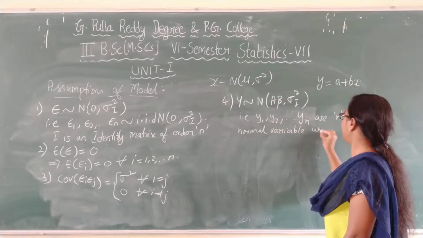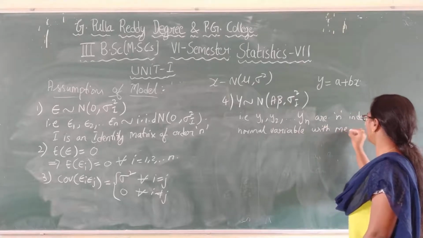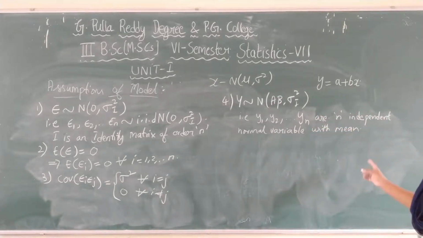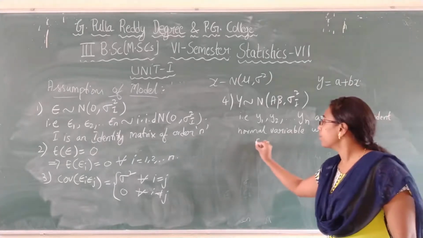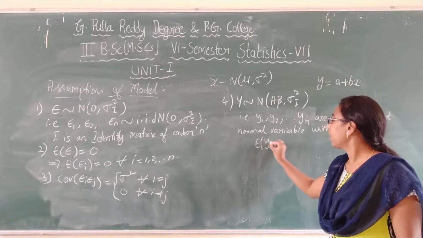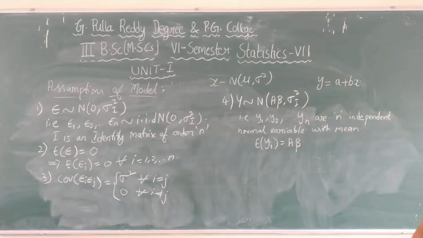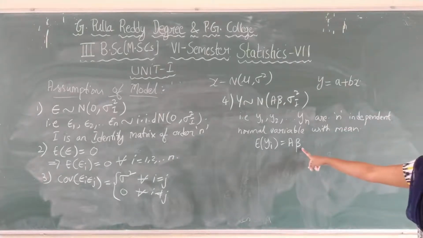with mean. So what is the mean here? A beta. We consider the mean as the expectation, right? So expectation of yi equals A beta, where A is the coefficient matrix and beta is the unknown parameter vector.